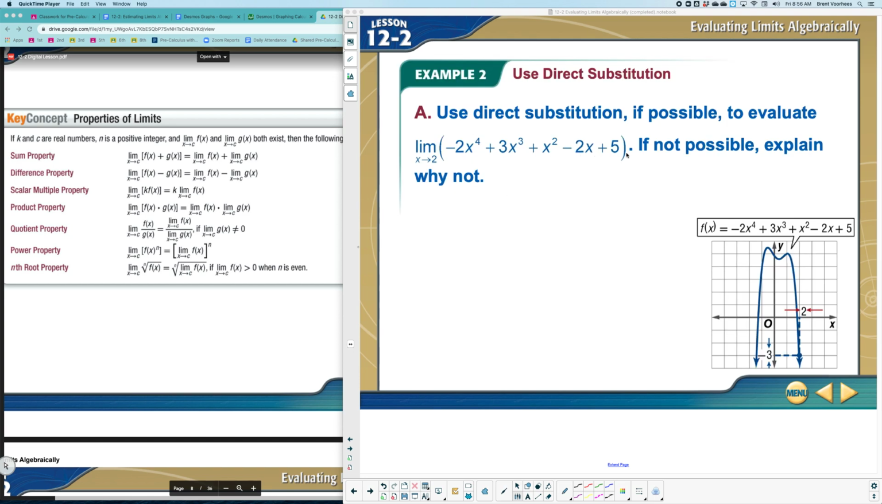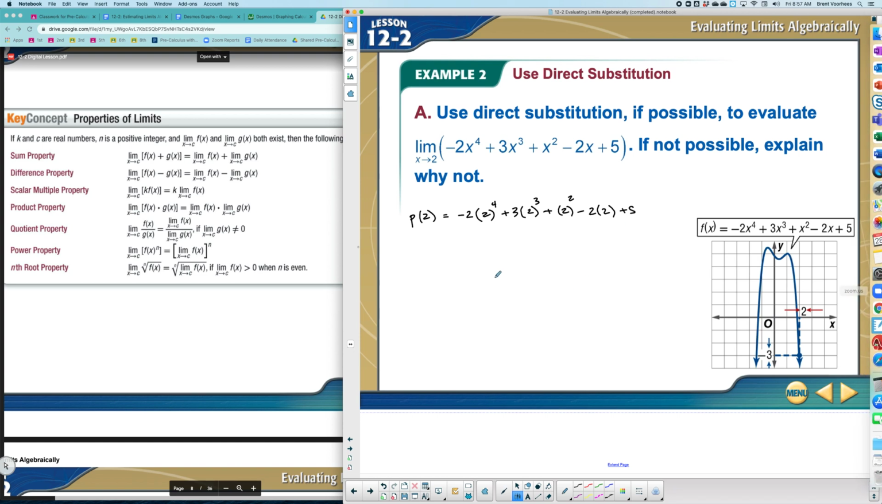So we'll consider this our function p. And so the limit of p of x, we'll call that, will equal p of 2. So I'm substituting in, I'm just using direct substitution where I substitute for every single x the value 2, because that's what we're saying x is approaching. Okay, so let's go simplify this.